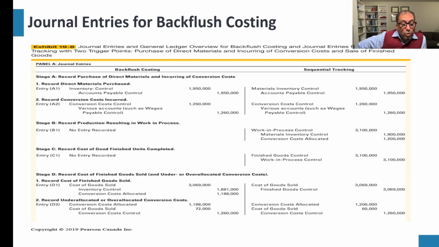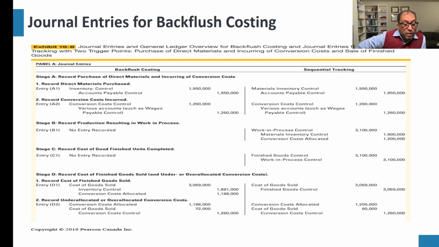Record cost of goods sold, finished goods, that is also not recorded in backflush costing. However, in sequential, we write finished goods control debit, work in process control credit. Record cost of finished goods sold and under or over allocated conversion cost. So record cost of finished goods sold: cost of goods sold debit, inventory control credit, and conversion cost allocated credit. And in sequential tracking, we see cost of goods sold debit and finished goods control credit.